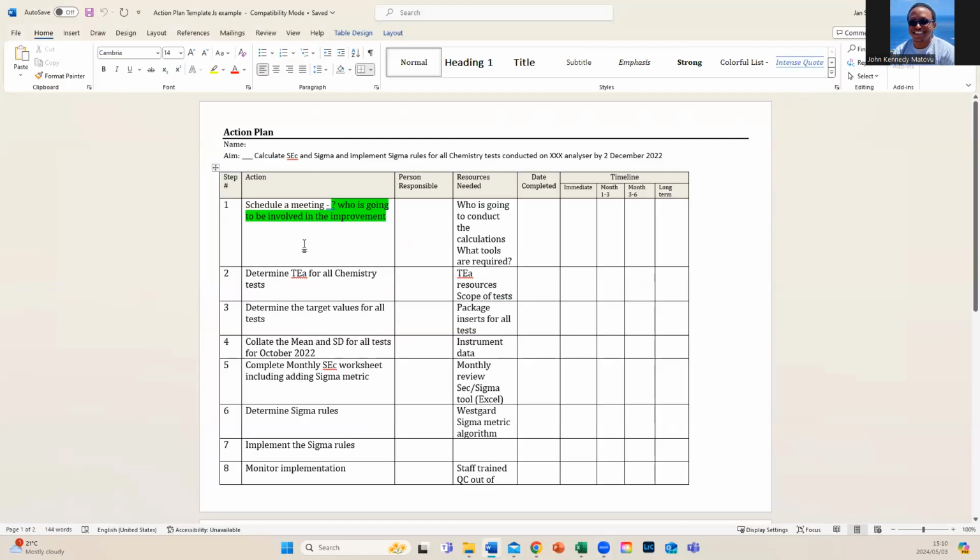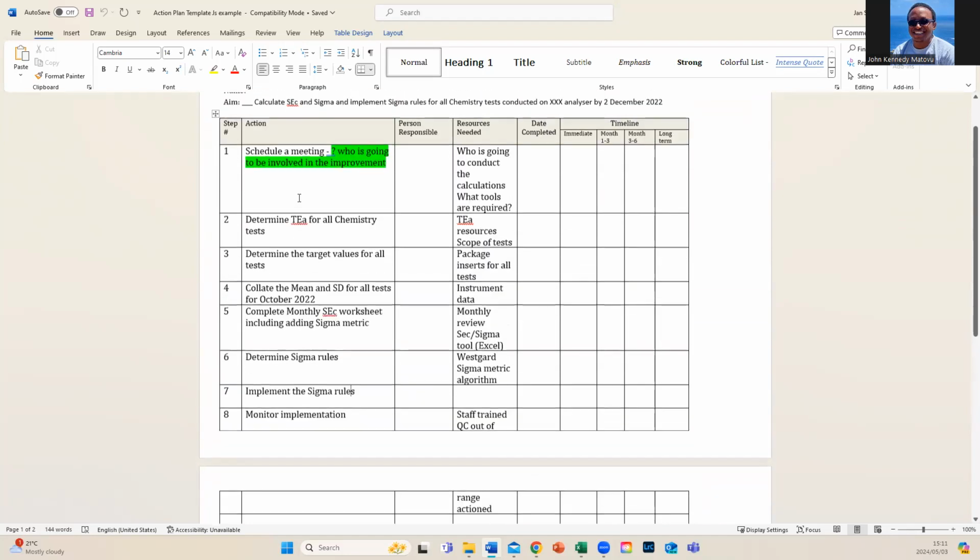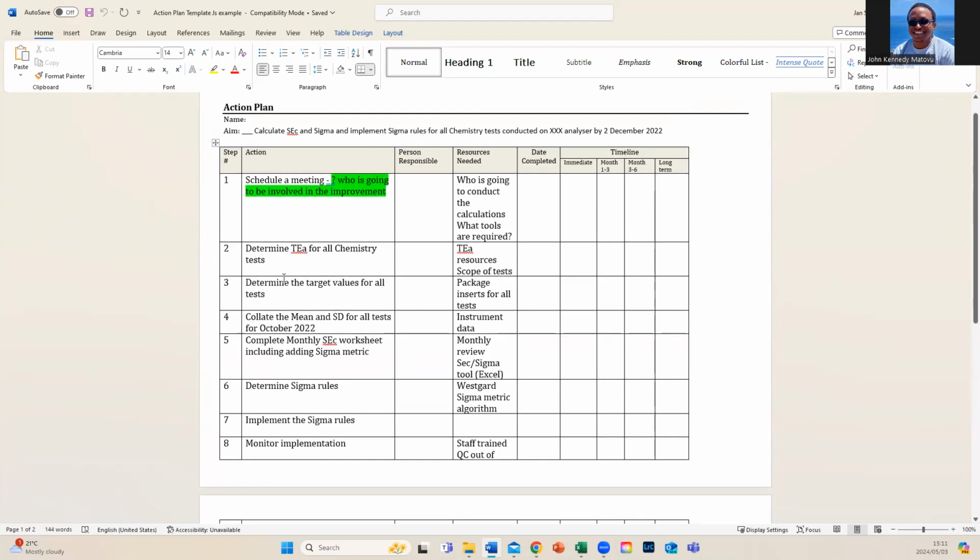There's the action plan that I sent out, or Kennedy sent out to you, with a bit more detail for calculating your sigma and implementing your sigma rules for chemistry tests. Now remember what I said, you could say for 3 chemistry tests or 3 hematology tests, okay? And then we give a time frame. And then basically I've put the steps in, so you don't have to think about those steps. You just need to review them and see whether you're going to do them all for chemistry or hematology, and then we'll work through that with you on Tuesday.